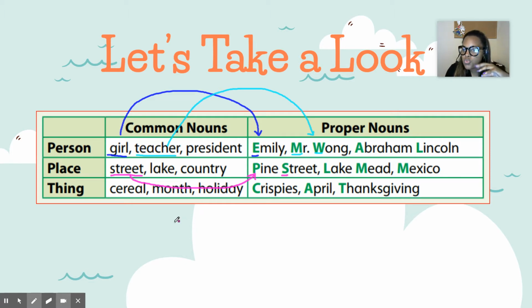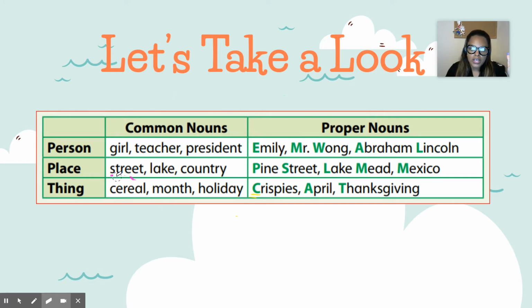So now let's go into thing, cereal, month, holiday. Well, when we're talking about cereal, any cereal, that's just regular. But when you want to be specific, Mom, I want Krispies, Frosted Flakes. Now we need that capital put up, okay? Remember, proper is special, and common is like, oh, go down the street, okay? That is the difference between common and proper nouns, and we're going to get even more into it in just a second.